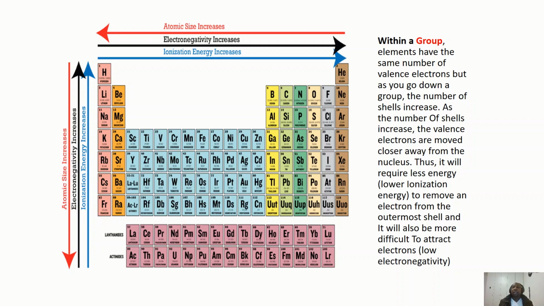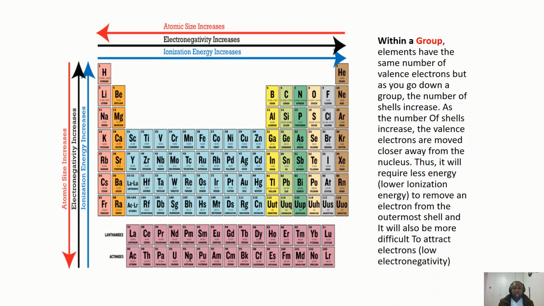The reason why it requires less energy is because those valence electrons at the outermost shell are far away from the nucleus. Remember, the nucleus contains the positively charged protons, and it is the positively charged protons that are attracting the electrons to itself. So if you move far away, the force of attraction is going to be less. And that is why it is easy to lose those electrons in the outermost shell.